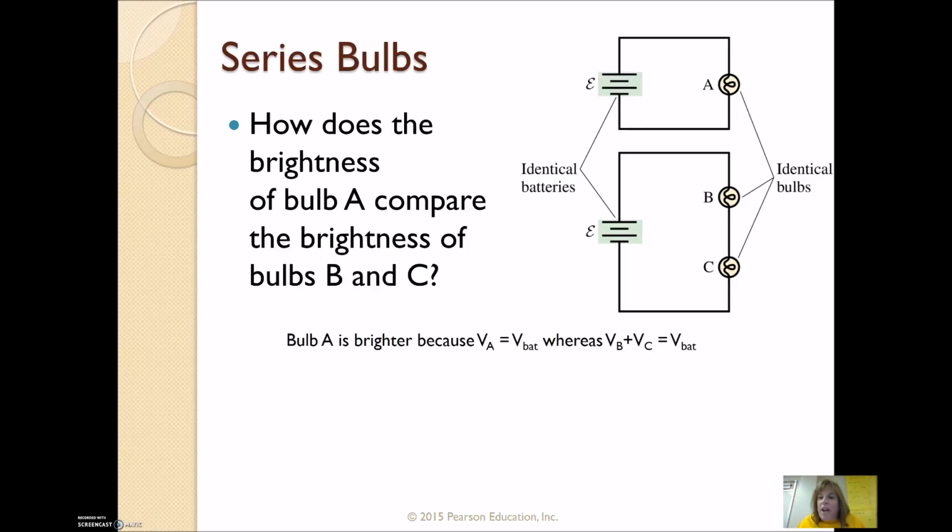Now, bulb A was brighter, right? Because it was by itself, so its voltage was the voltage of the battery. But by Kirchhoff's loop law in the second circuit, the voltage I gain here, I have to lose here and here before I get back to the battery, which means that the voltage of B plus the voltage of C has to equal the voltage of the battery. So now I have less voltage, right? Less voltage with the same resistor means less power, less bright.